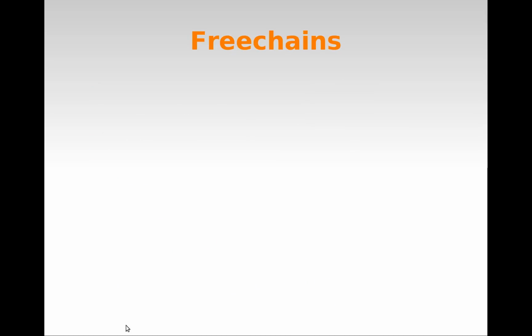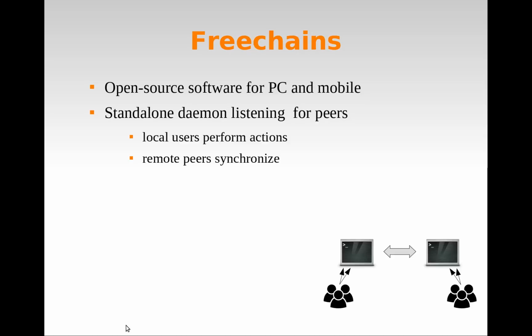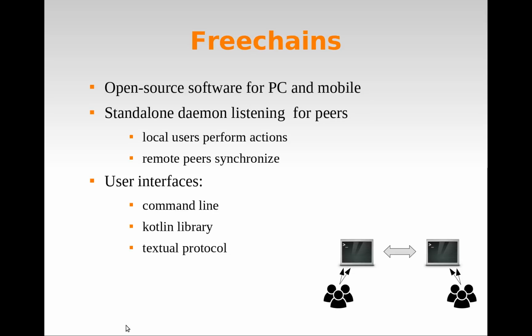In practice, Freechains is an open source software that can be downloaded and installed on a computer or mobile phone. Freechains executes in the background as a server or daemon that listens to local user requests and communicates with other peers in the network. The daemon can be accessed in three equivalent ways: from the command line, which we will use in the rest of the presentation, from an API in Kotlin, which can be used to create applications on top of Freechains, or yet directly from a textual protocol that permits to use other languages via sockets.